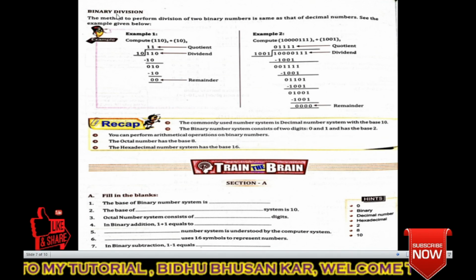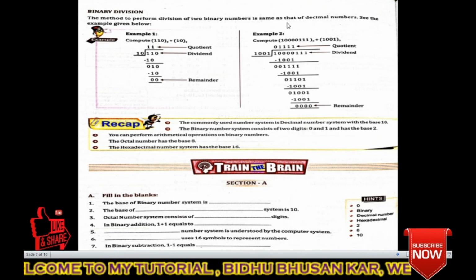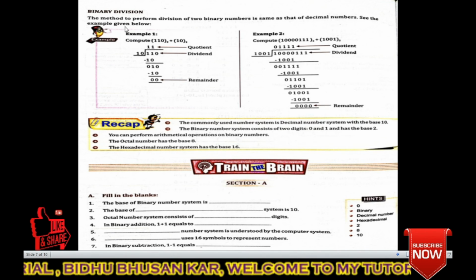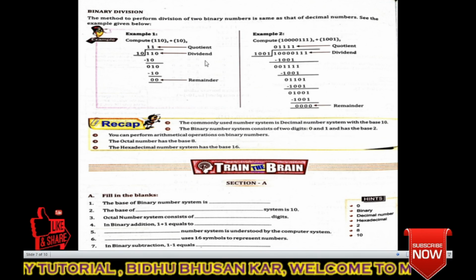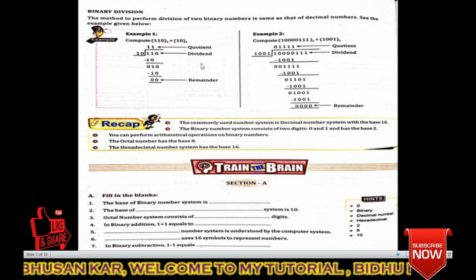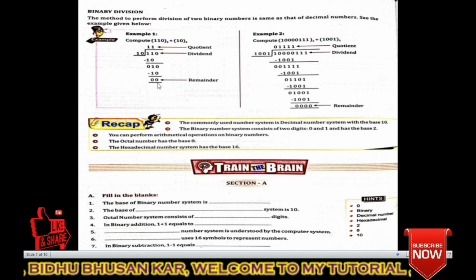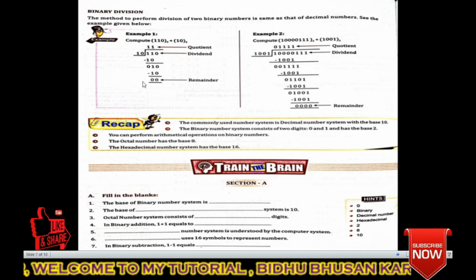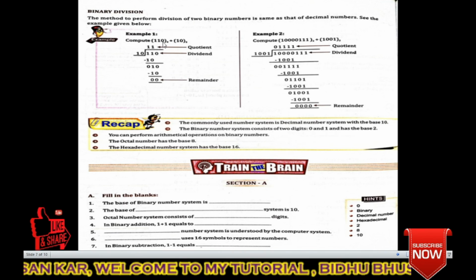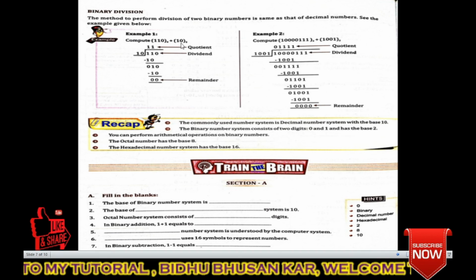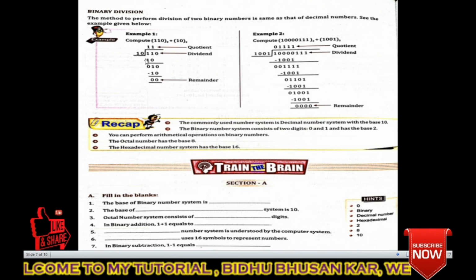Next, binary division. Okay, the method to perform the division of two binary numbers is the same as that of decimal numbers. See the example given below. Okay, here it is written. As we divide in decimal, the same thing we will do here also. See, this is the quotient, this is the dividend, this is the remainder. And where is the divisor? Yes, this is your divisor. This is your dividend, 110 base 2. This is 10 base 2. So you have to divide from this to this. So this will be normal division.